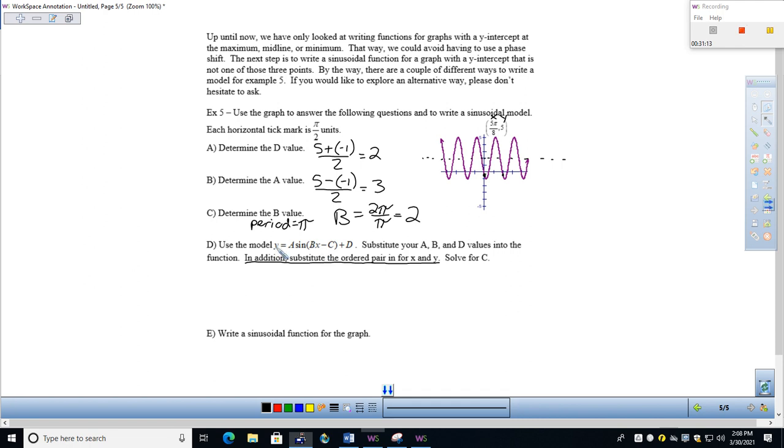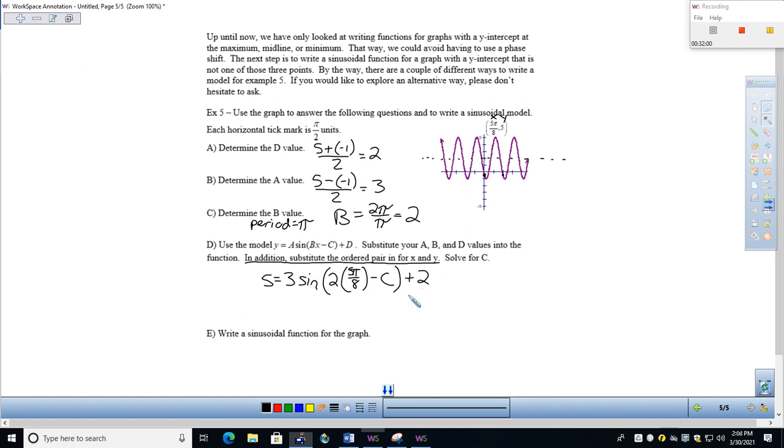All right, I'm going to get right into it. So y equals, so the y value is 5. And let's see, I get A is 3 sine, B is 2, the x value that matched the y value is 5 pi over 8, minus c, which is unknown, plus 2. All right, very good. Now we're just going to solve for c.